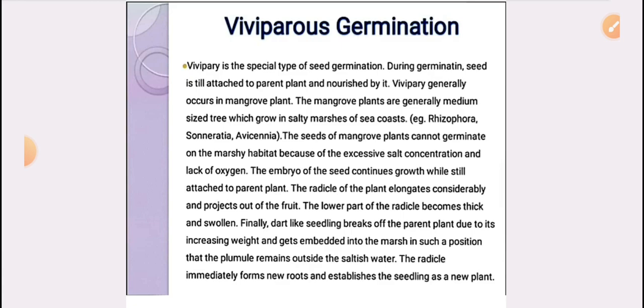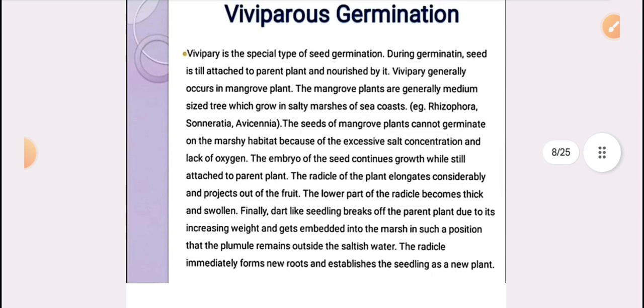The seeds of mangrove plants cannot germinate in the marshy habitat because of excessive salt concentration and lack of oxygen. The embryo of the seed continues growth while still attached to the parent plant. The radicle elongates considerably and projects out of the fruit. The lower part of the radicle becomes thick and swollen. Finally, the dart-like seedling breaks off the parent plant due to its increasing weight and gets embedded into the marsh in such a position that the plumule remains outside the salty water. The radicle immediately forms new roots and establishes the seedling as a new plant.